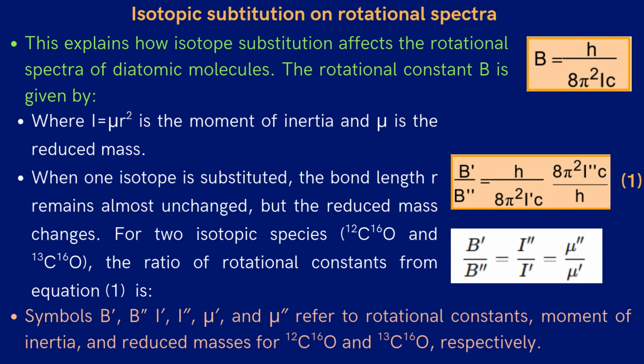For two isotopic species, the ratio of rotational constants is given by equation 1: the ratio of B single prime by B double prime equals I double prime by I single prime equals mu double prime by mu single prime. Here, symbols B single prime, B double prime, I single prime, I double prime, mu single prime, and mu double prime refer to rotational constants, moment of inertia, and reduced masses for carbon-12 oxygen-16 and carbon-13 oxygen-16, respectively.